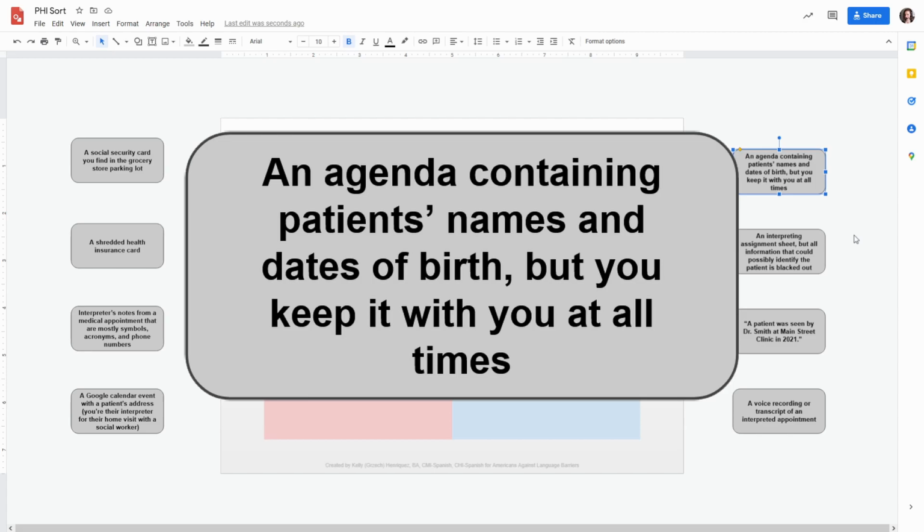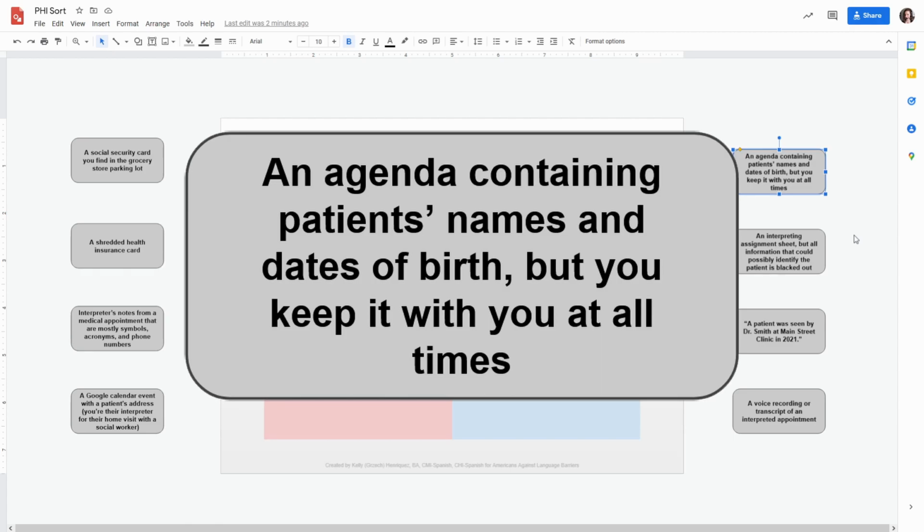I have seen interpreters record their appointments in agendas, especially in-person interpreters or any interpreters who work on appointments. I respect the fact that we're not entering this information digitally because honestly, it's very difficult to keep digital information to yourself, but it's still really risky to do this because then you have a tremendous amount of information in one place.